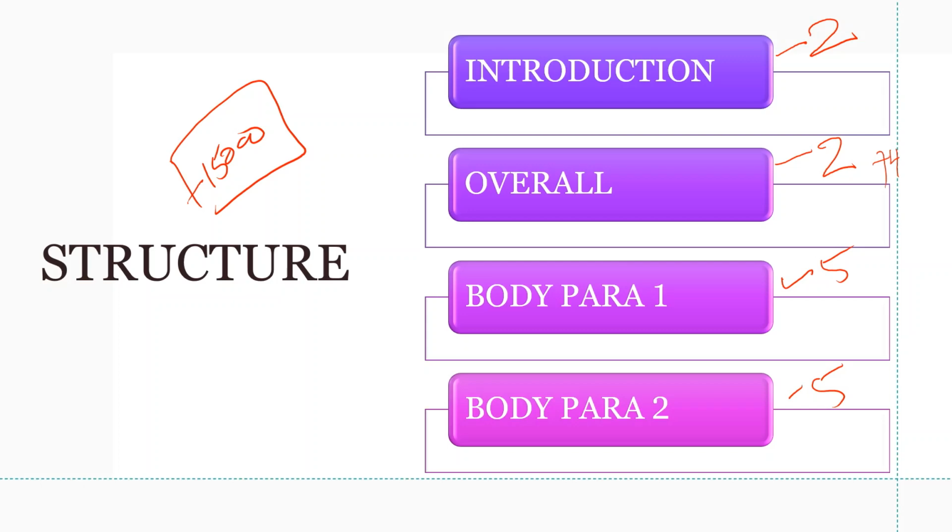If you think that 150 to 180 words, so maximum 150 to 175 or 180 is more than enough for your writing task 1. So if you feel that you have written that much, just stop it. No need to go for further things. Now let's see one by one how to write introduction, overall, and body.